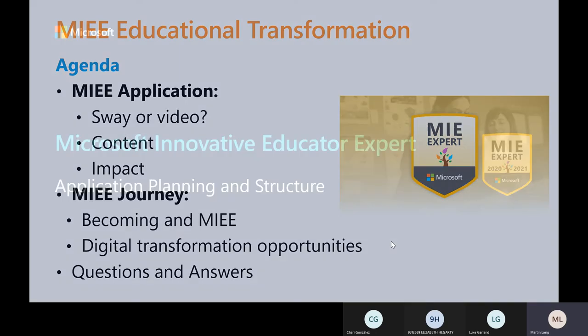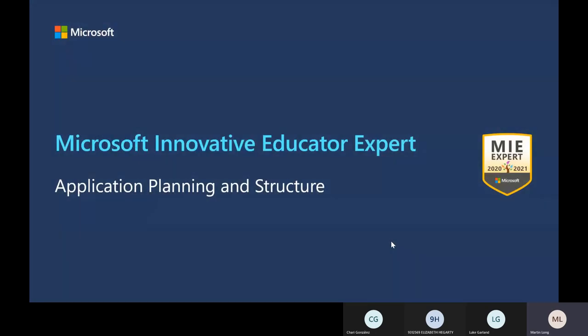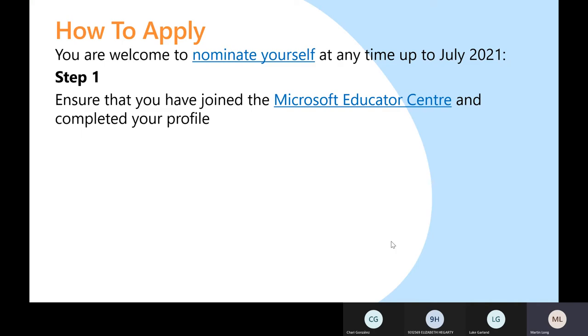So the application itself, now most people have told me that they've got through stage one now, and that is to go to the Microsoft Education Center and create yourself an account. That can be with your school email address that you have been provided with, or it could be with a personal account. The MEC, or the Microsoft Education Center, isn't picky. You can do it either way.